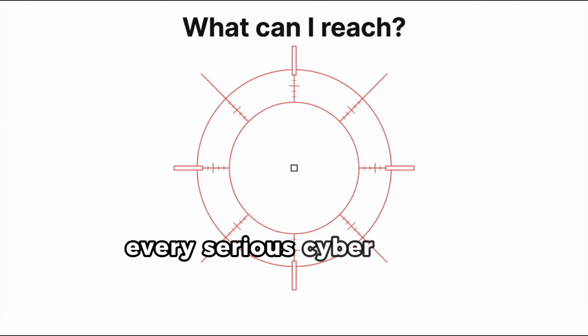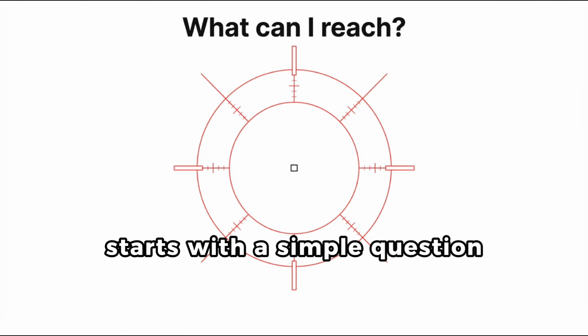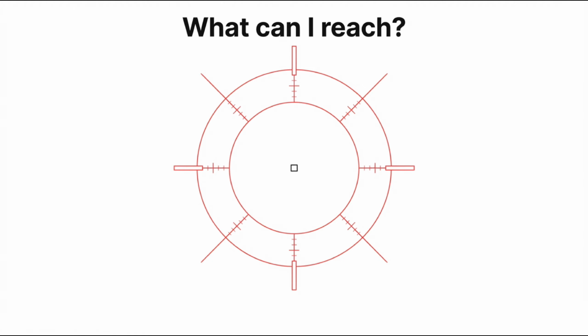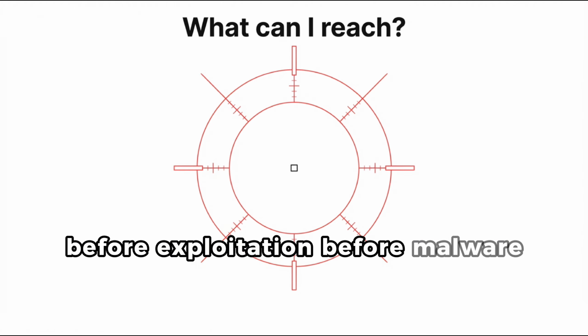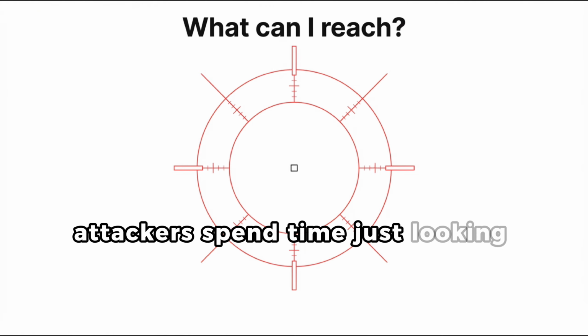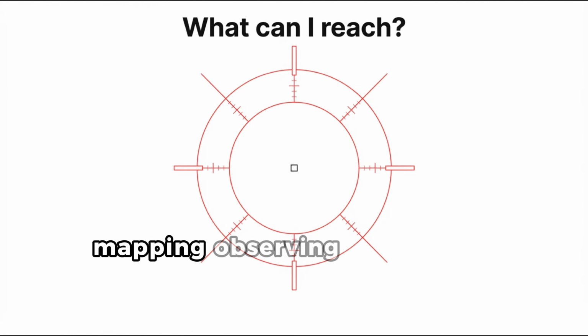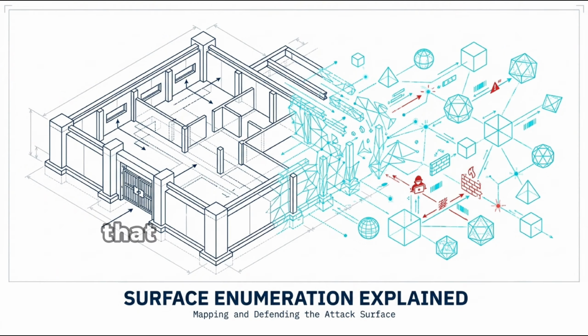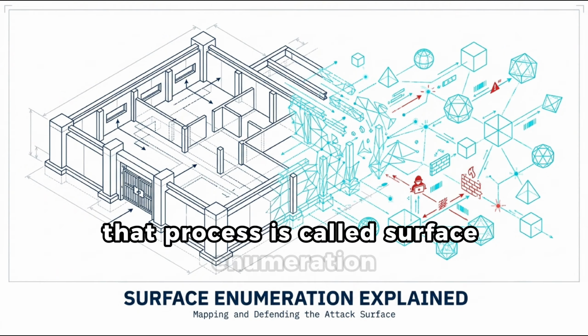Every serious cyber attack starts with a simple question: what can I reach? Before exploitation, before malware, before anything dramatic happens, attackers spend time just looking around, mapping, observing, discovering. That process is called surface enumeration.